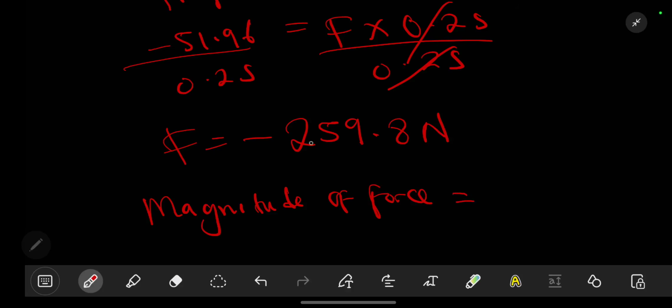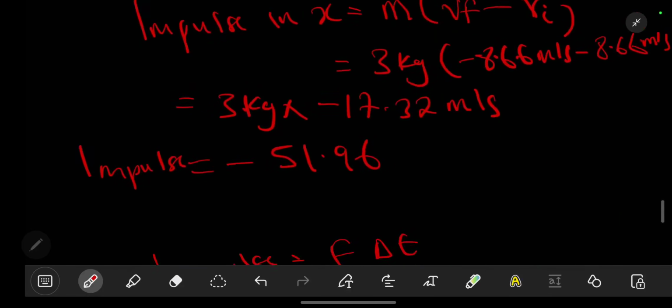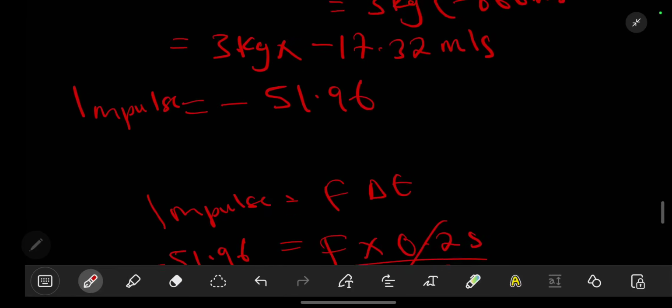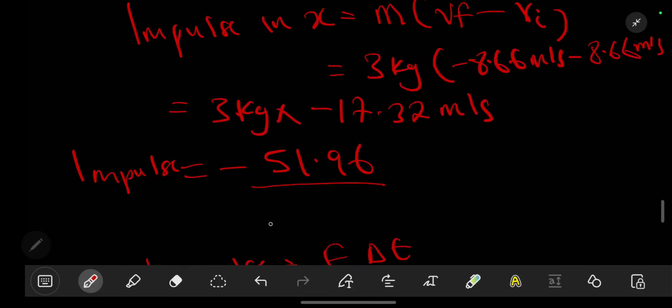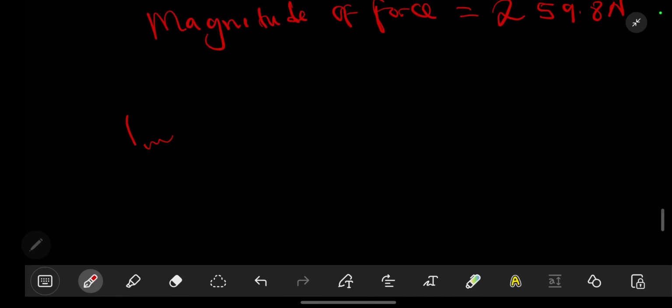So the magnitude of the force, meaning without direction, will just be equal to positive 259.8 newtons. Now you might be wondering, why is it that we have just used this impulse? What about impulse in the y? Let's try to find it. Impulse in the y.